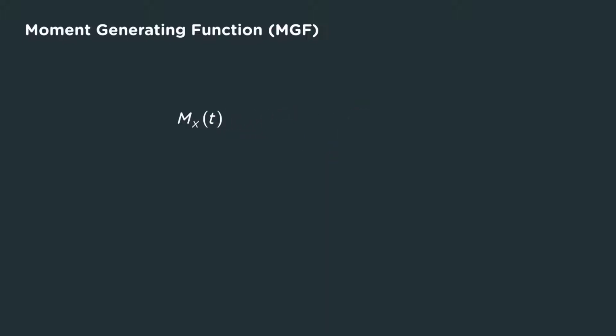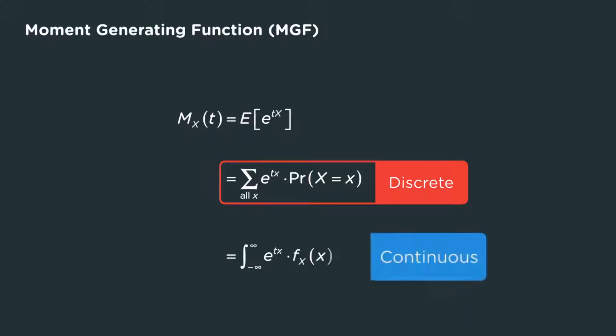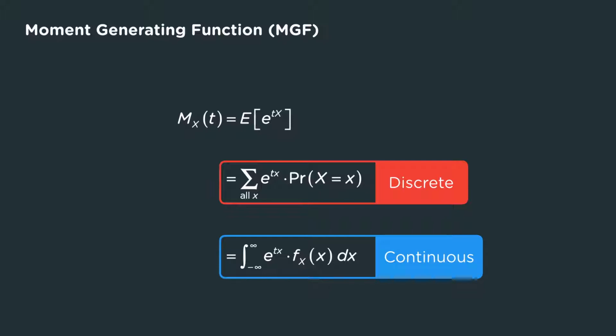By definition, X's MGF is the expected value of e raised to the t times x. MGFs exist for both discrete and continuous random variables. So, a discrete MGF equals e raised to the t times x times the PMF summed over all x values. A continuous MGF equals e raised to the t times x times the PDF integrated over x's range.